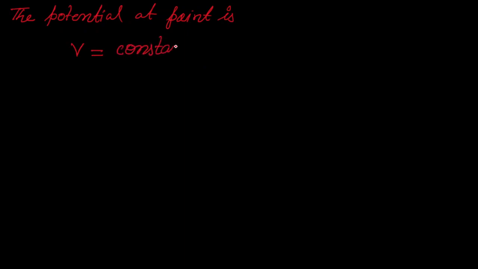So the potential at point P is written in the question. So what is that potential? V is equal to some constant minus E naught r cos theta plus E naught R cube divided by r square into cos theta. So this is the potential at point P.